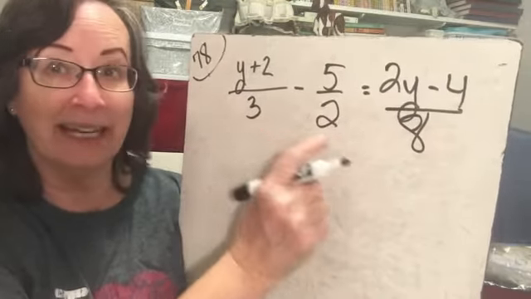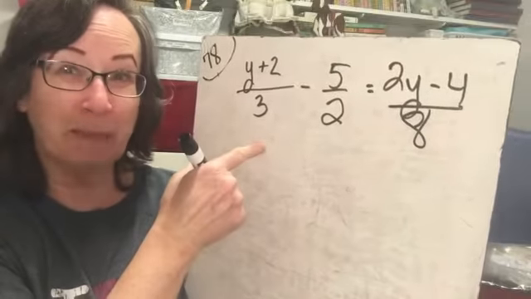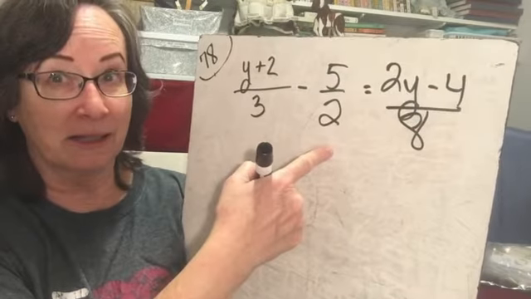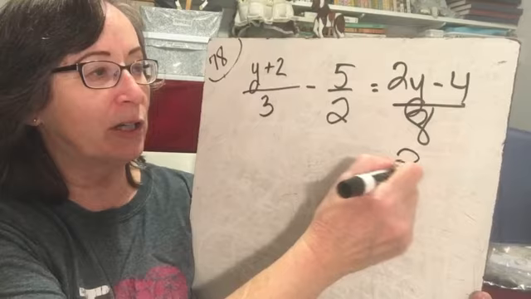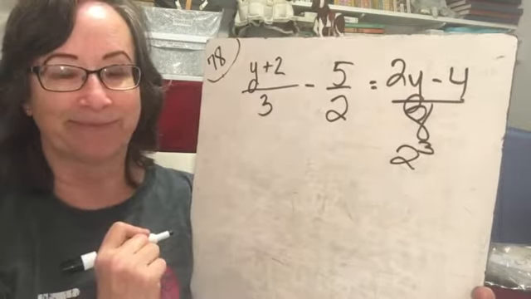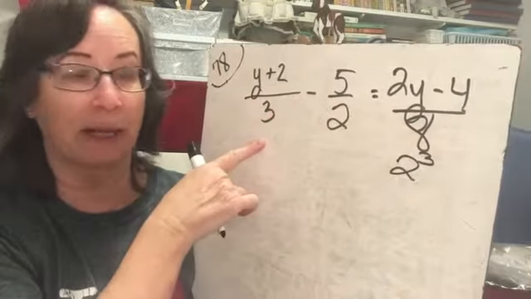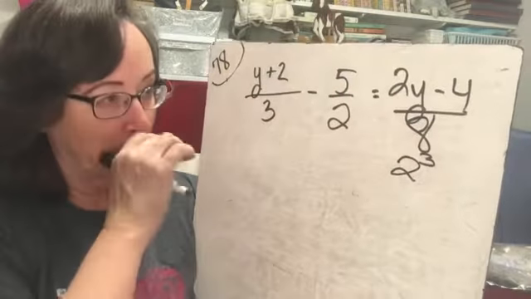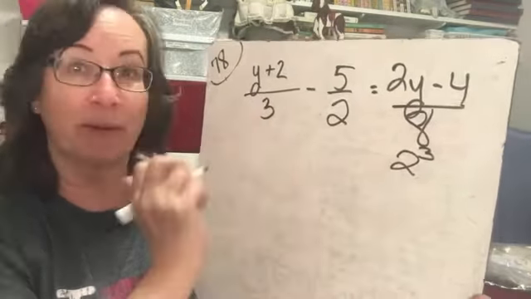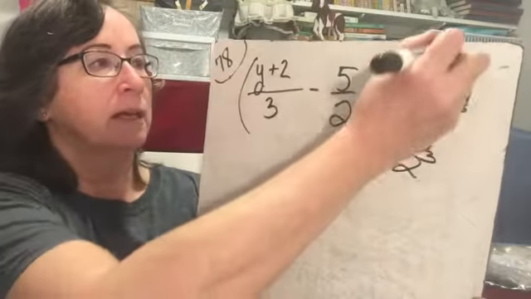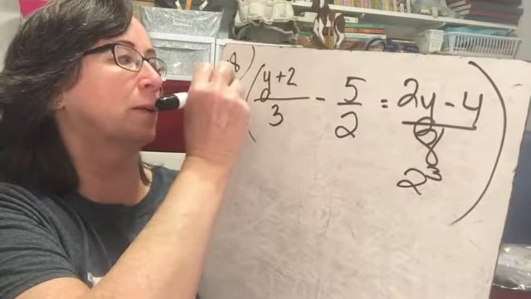We have a 3 and a 2 and an 8. 3 is prime. 2 is also prime. 8 is 2 cubed. So the smallest that we can get is 2 cubed times 3 because this 2 fits in there. So 2 cubed is 8 times 3 is 24. So our least common denominator is 24.